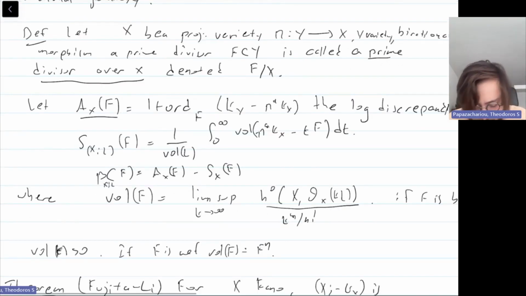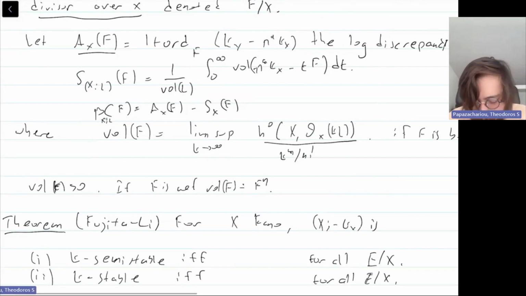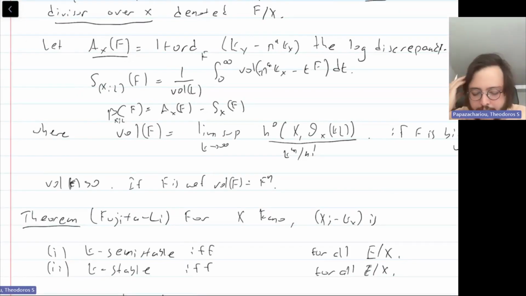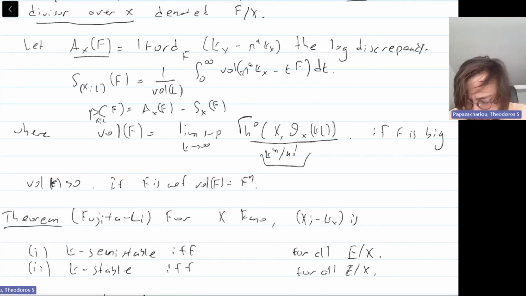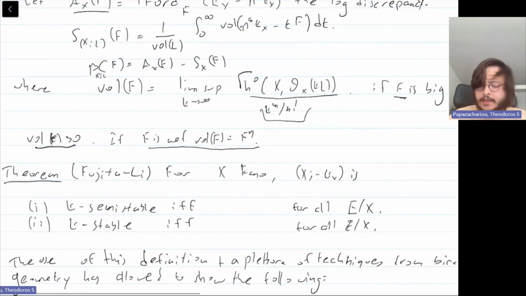So here the volume, I kind of skipped over. This is just how it's defined. It is the lim sup of all of these dimensions here over this number at the bottom. The properties are that if F is a big line bundle, the volume is bigger than 0. Sorry. And then if F is nef, then the volume can be just given as the nth exterior power, where n is the dimension.